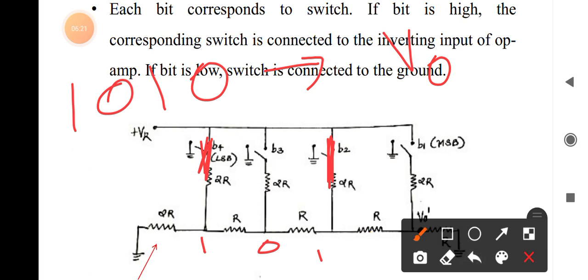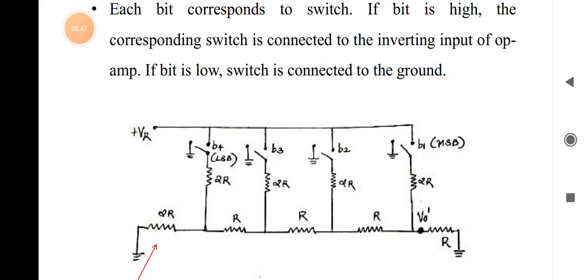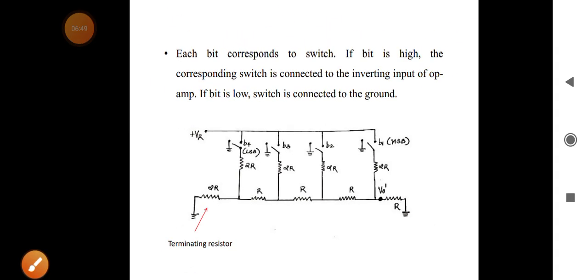So then we are getting here 1 0 1 0. In this 1 0 1 0, B4 is 1, B3 is 0, B2 is 1 and B1 is 0. So here we are closing the switch B4, we are closing the switch B2, and we are opening the switch B1 and B3.